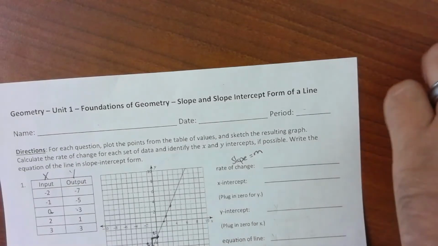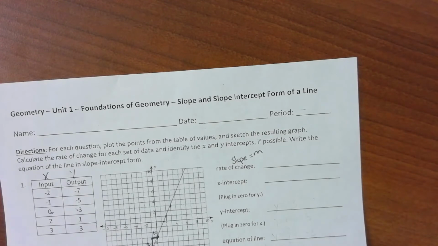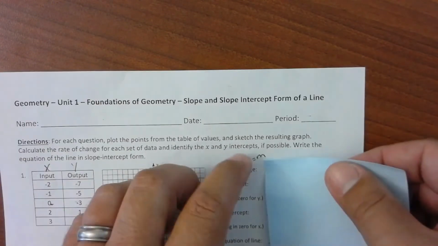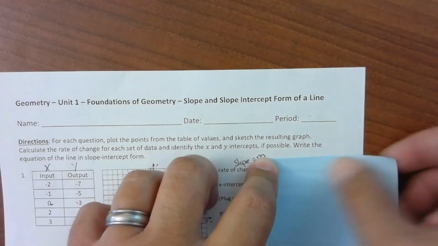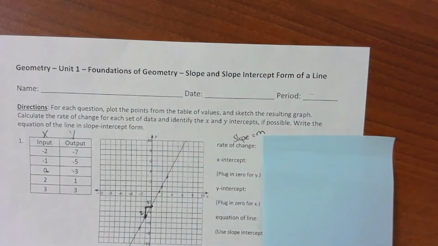Alright, this worksheet. You are going to be asked to graph the points and then answer the questions that are on the right. So I'm going to give you 2 minutes right now to plot the points and draw the line just for number 1. That's all I want to see is number 1.